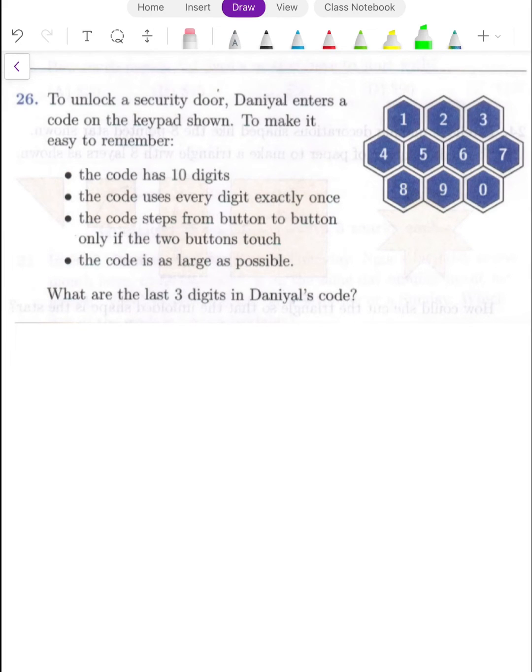Question number 26. To unlock a security code, Danielle enters a code on the keypad shown. Here is our keypad. Now these are some clues to find out the code. To make it easy to remember, the code has 10 digits. The code uses every digit exactly once.